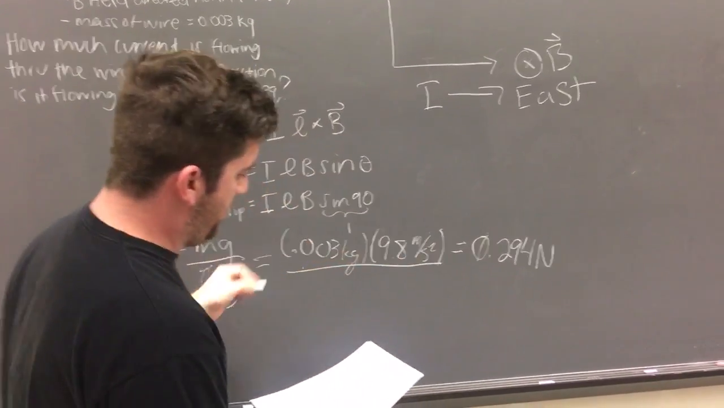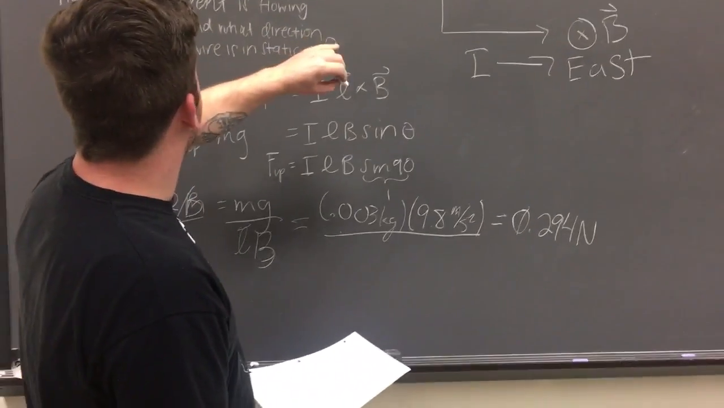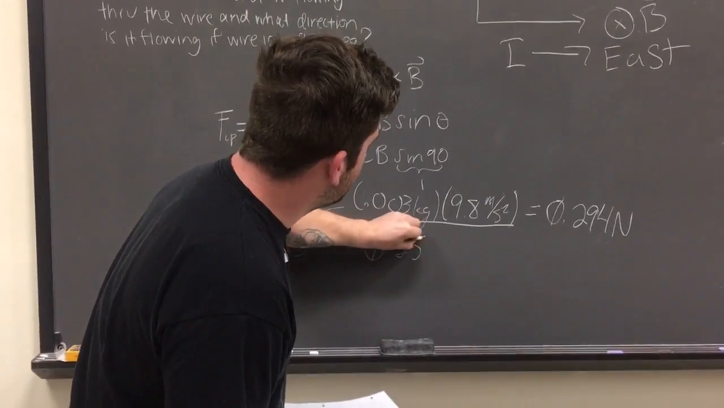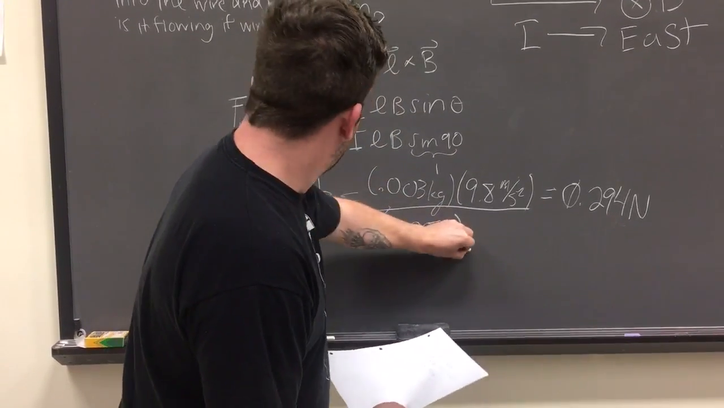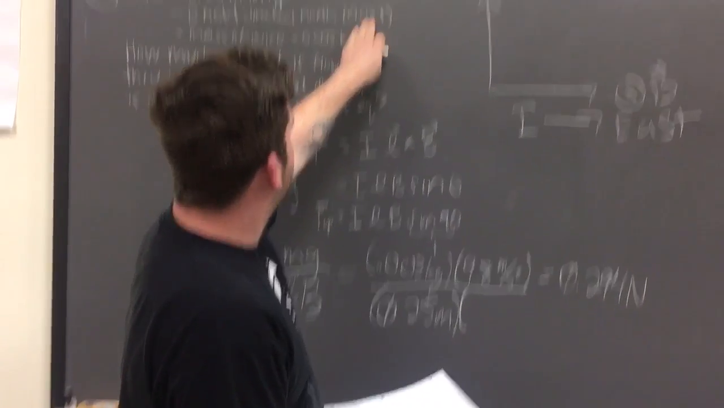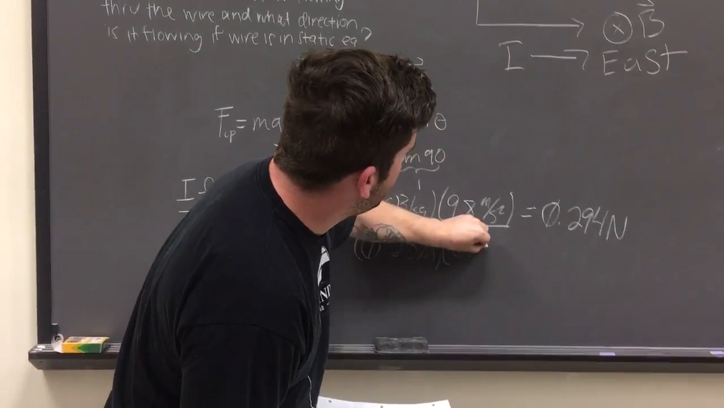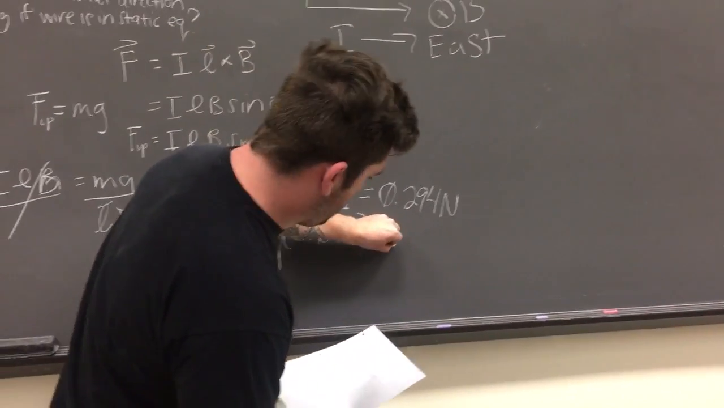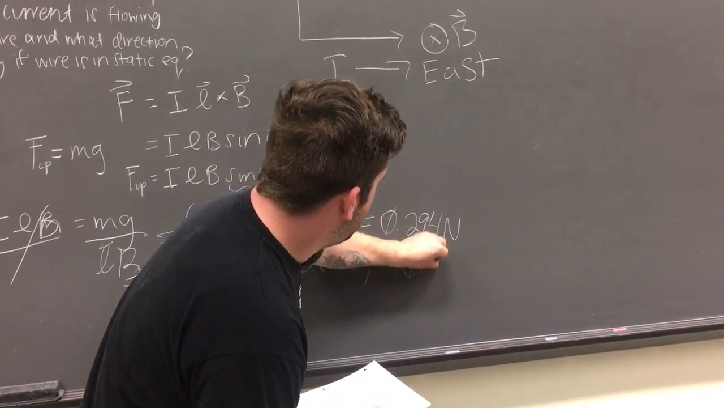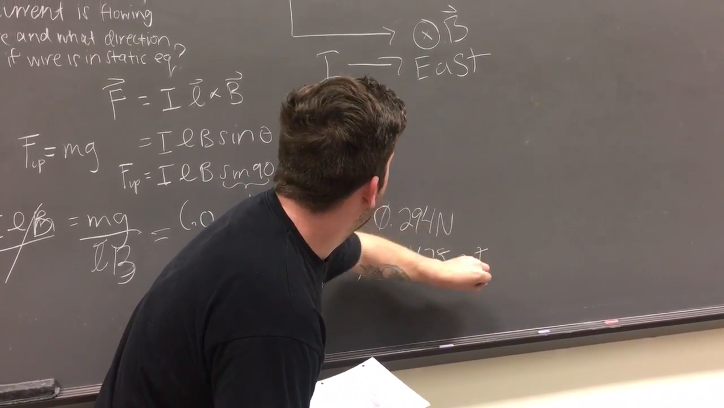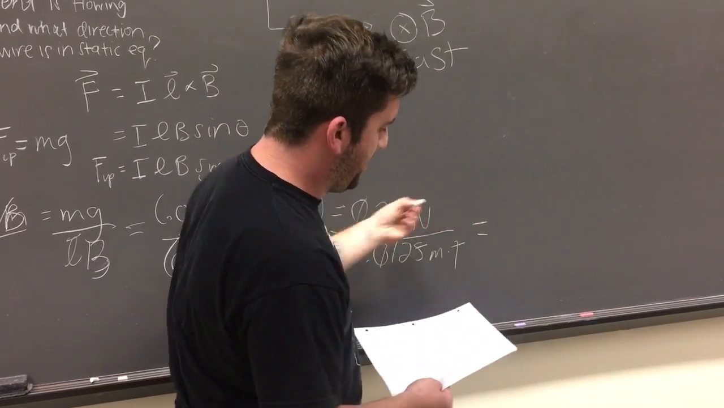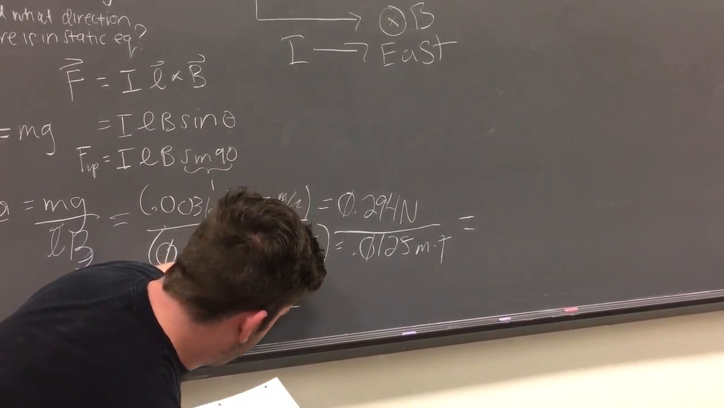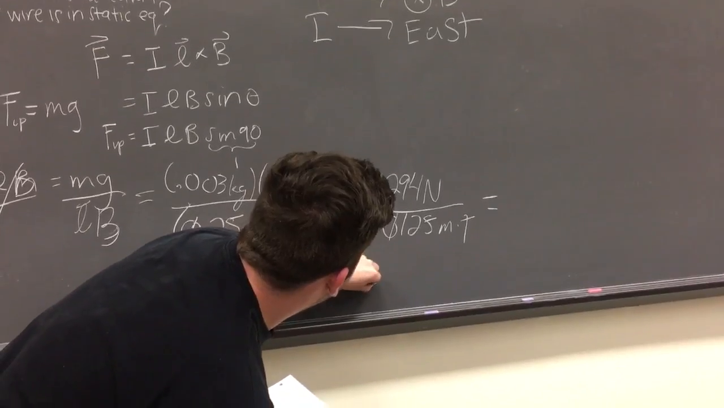And then we're going to have L, the length of our wire, which is 0.25 meters long, multiplied by the field. So we have 0.05 teslas, which equals 0.0125. Dividing the two of these numbers, we come out with our final answer. Our current is 2.35 amps.